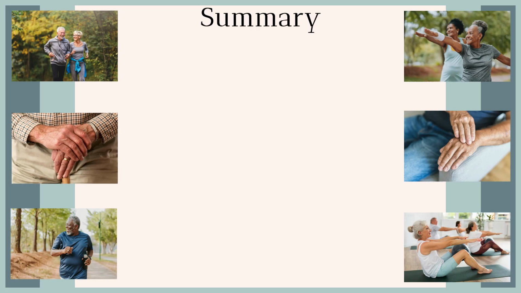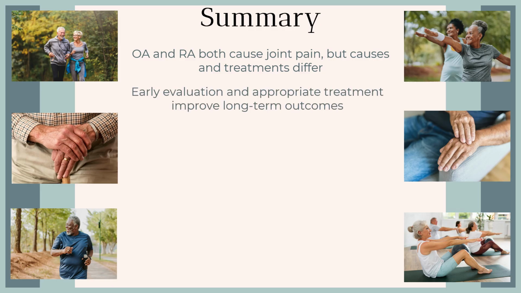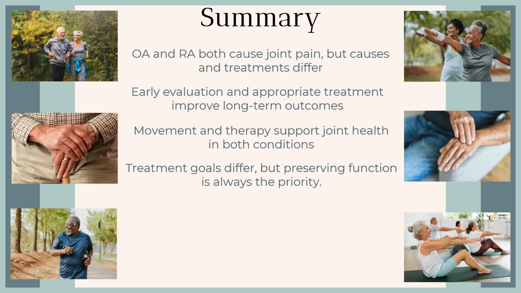In summary, both OA and RA can disrupt normal joint structure and function, affecting mobility and overall quality of life. While OA is primarily degenerative and RA is autoimmune and inflammatory, both involve physiological changes that can worsen over time without appropriate treatment. Early evaluation helps reduce the risk of long-term joint damage. Movement, strengthening, and therapy support joint stability and function in both conditions. Although treatment approaches differ, preserving mobility and independence remains the shared goal.